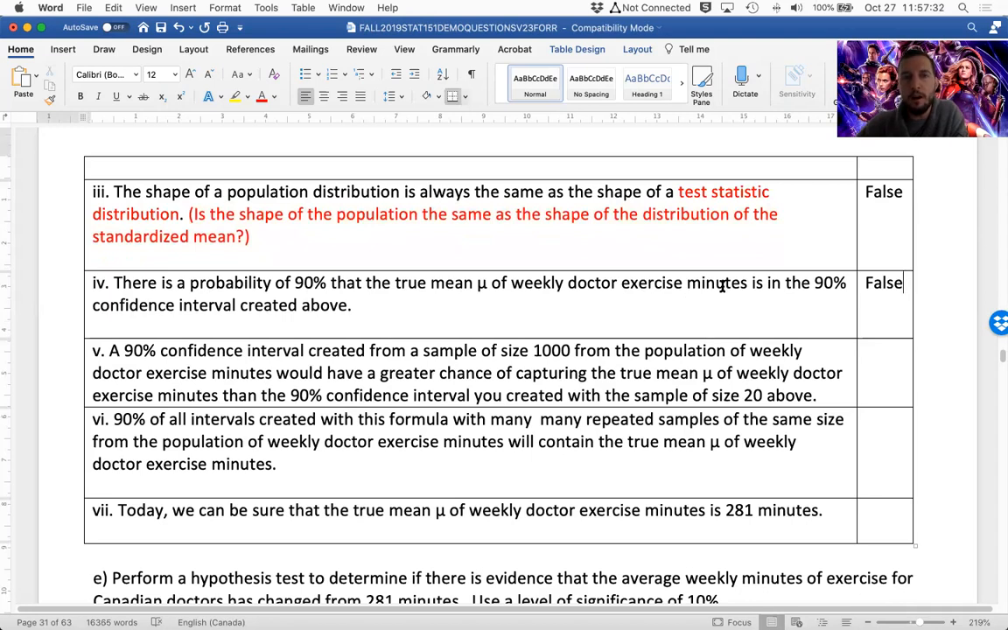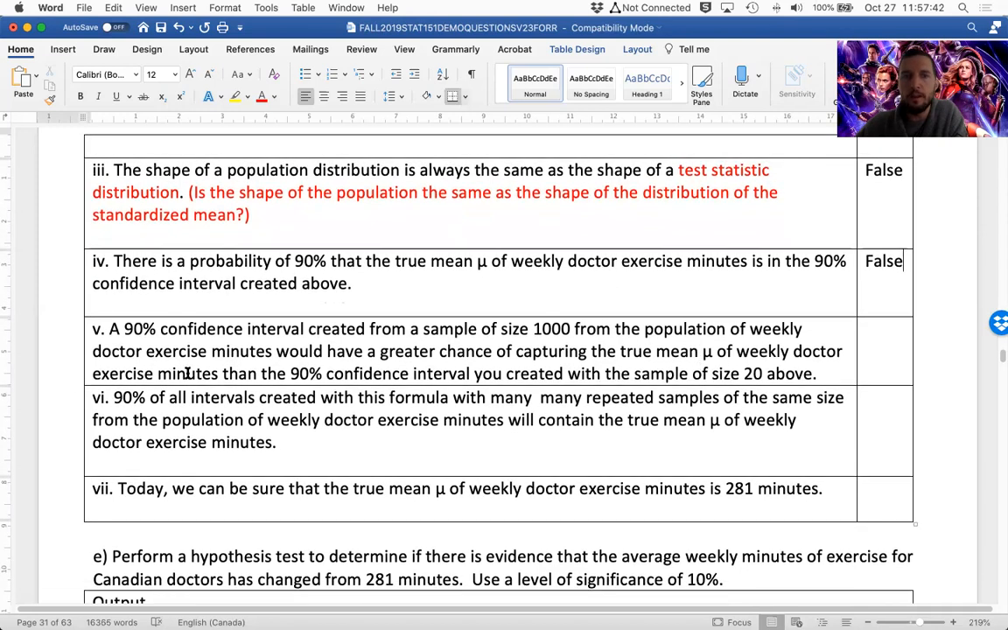A 90% confidence interval created from a sample of 1,000 from the population of weekly doctor exercise minutes would have a greater chance of capturing the true mean of weekly doctor exercise minutes than the 90% confidence interval you created with a sample of size 20. Nope, this is also false. This is false because the percent confidence is exactly the same.